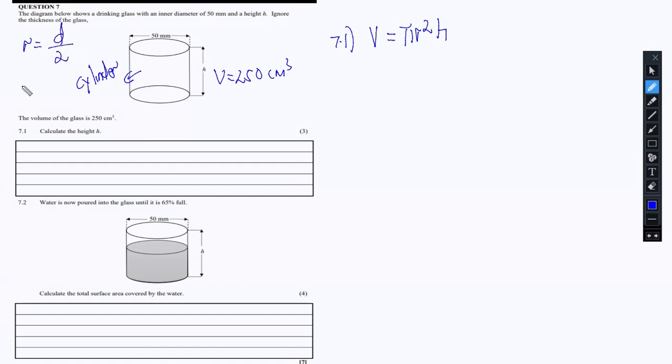So in order for us to find the radius, we'd have to say 50 divided by 2, which will give us 25 millimeter, right? But then here is another case. We are given our volume in centimeter cube, meaning that our dimensions would have to be in centimeters. The radius here is in millimeters, so that means we'll have to convert this radius into centimeters. So this is where we need to know how to convert.